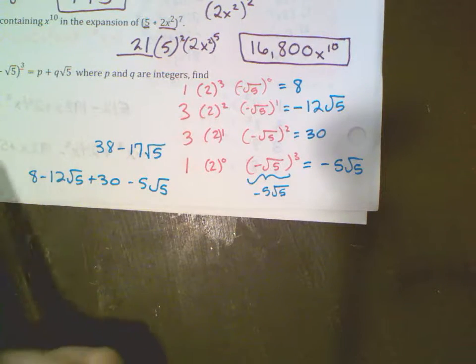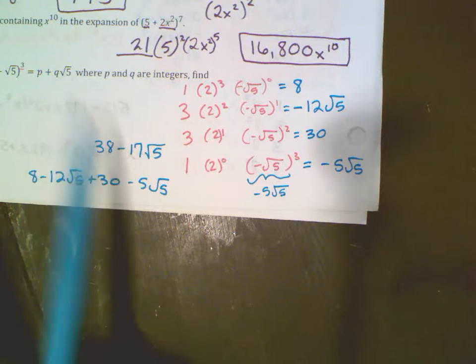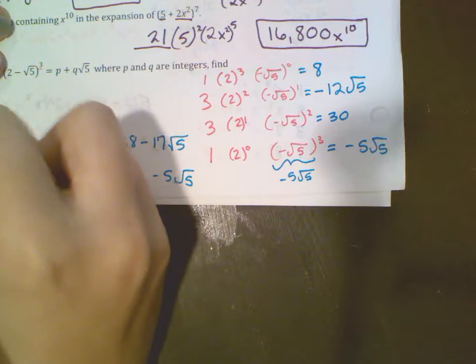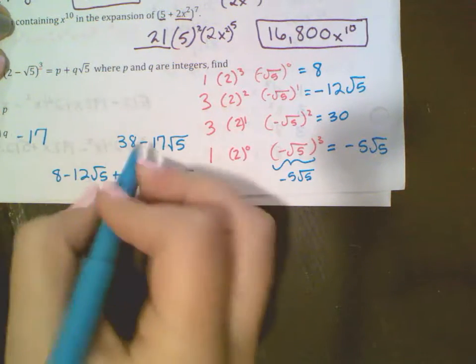Now it's asking me what P and Q are. Q is attached to root 5, which would be negative 17. And P would be 38.